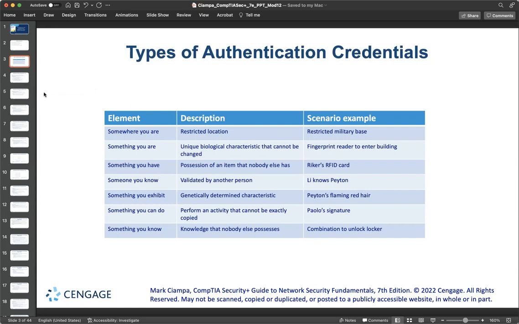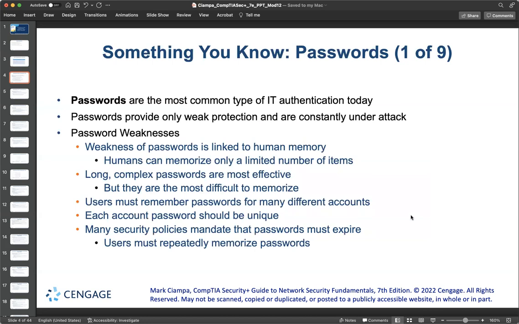The other way of authentication is something that you can do, like performing an activity that cannot be exactly copied, like your dance signature, your dance move, and anything like that, right? So, all in all, identification is being provided, and authentication based on the identification is going to happen. We're going to start with talking about something that you know.